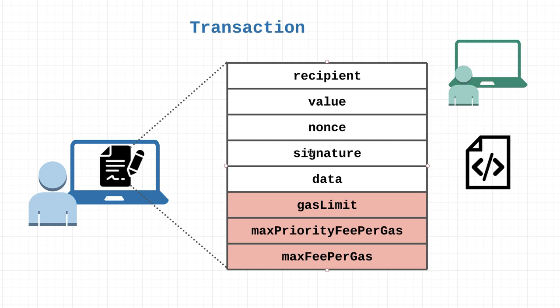Now, the signature field right here is the digital signature that was generated from the private key that we talked about, I believe in the last video. What this basically does is allow the account owner to authorize the transaction. Now this data field right here is actually a pretty interesting one.